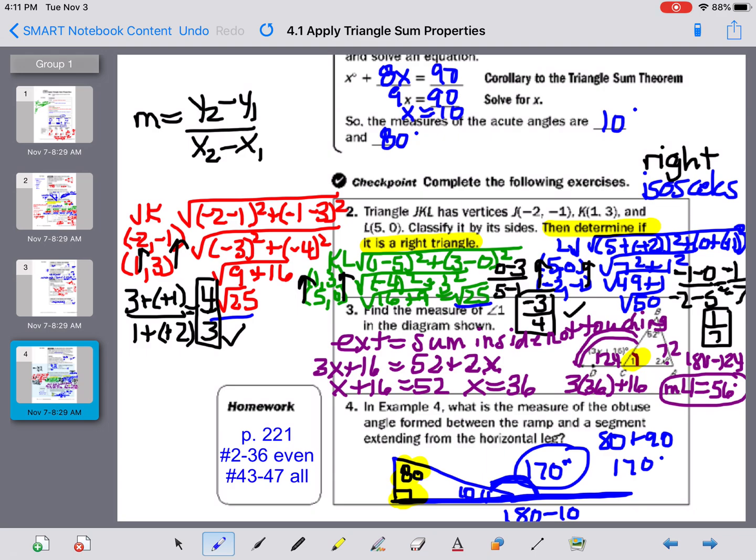All right, so you're practicing these rules about triangles, about the inside angles adding up to 180, about classifying by the sides or the angles, and we're doing the math to go with those.